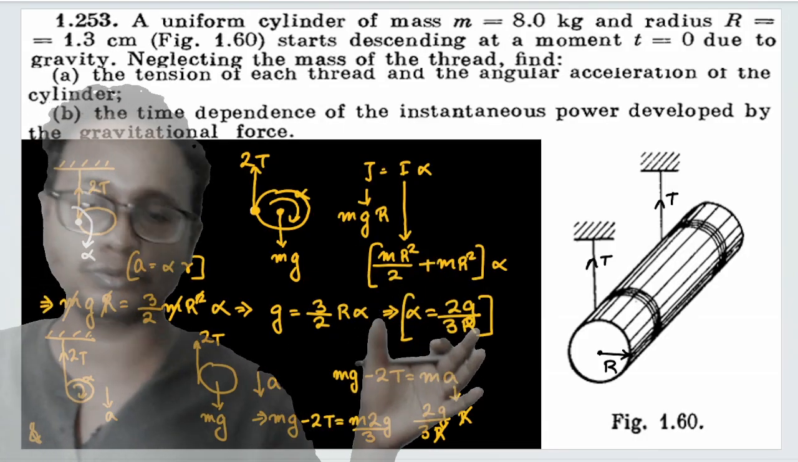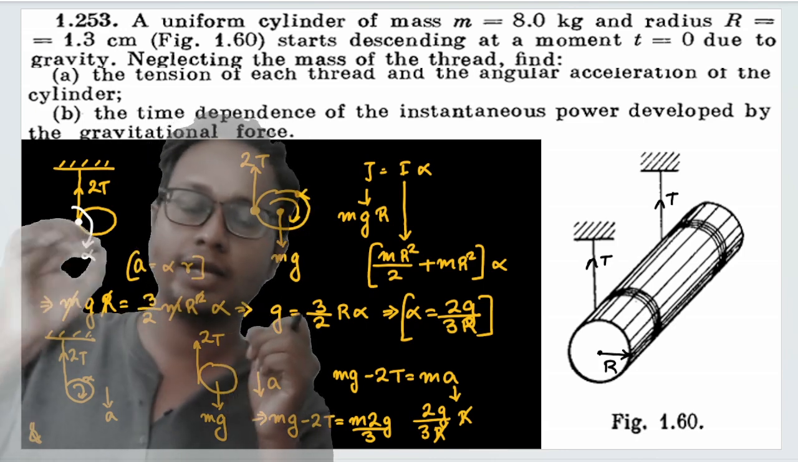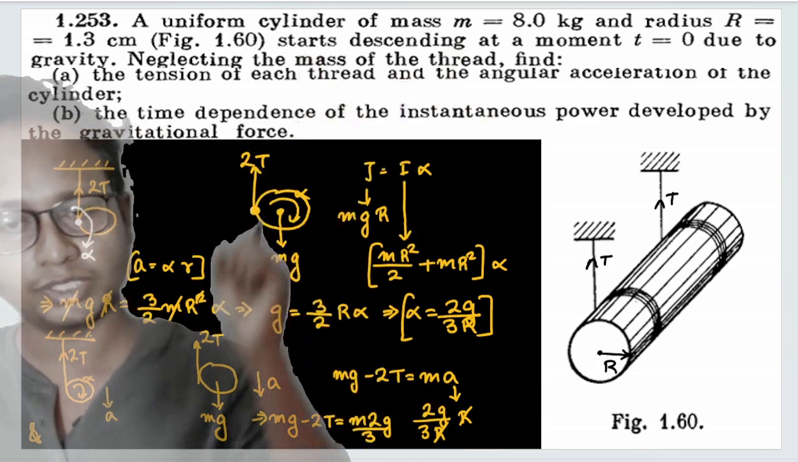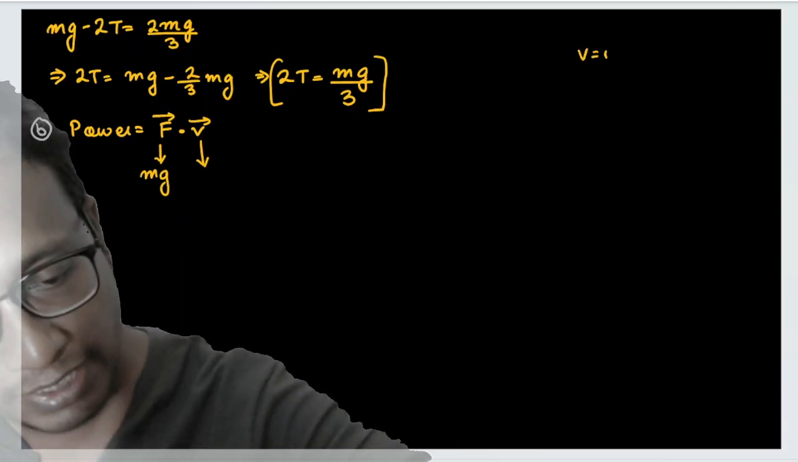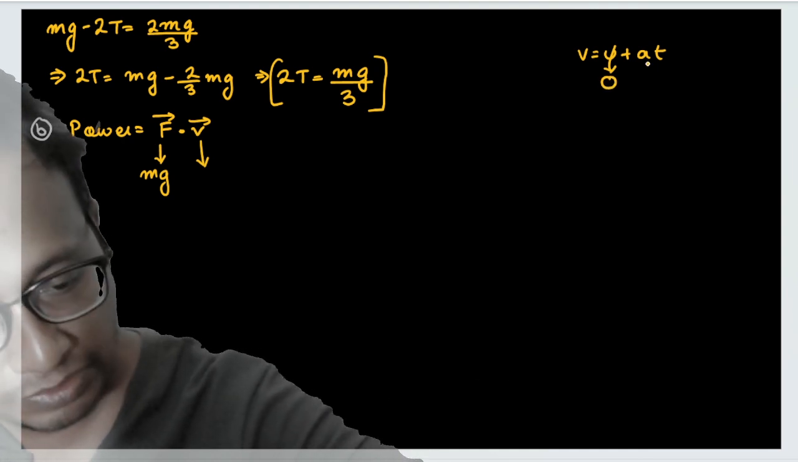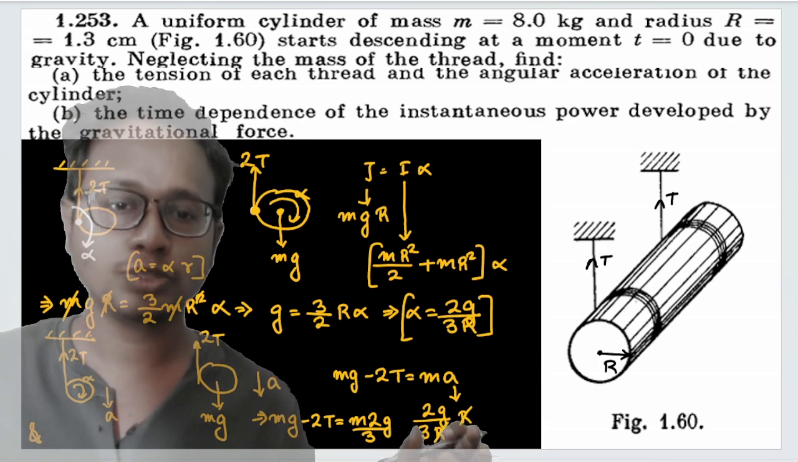What is the value of velocity? The velocity at time t would be found using v is equal to u plus at, isn't it? Where initial velocity is 0. See, it starts descending, that means initial velocity is equal to 0. And acceleration is constant. So by using v is equal to u plus at, where initial velocity is 0, the value of acceleration is nothing but 2g by 3.